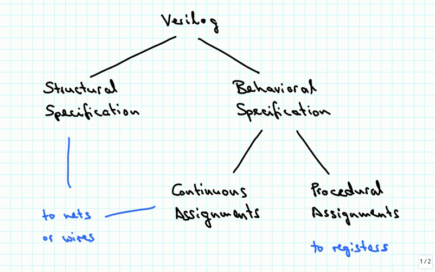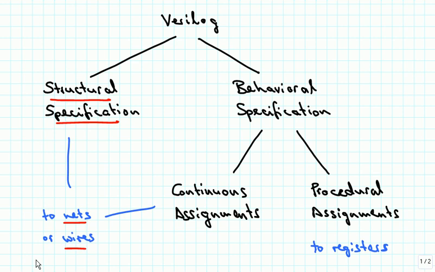And the simplest of those and the closest to drawing schematics is a structural specification, where we actually specify in terms of AND or NOT gates and so forth what our logic circuit is supposed to look like. And those circuits are going to be interconnected using nets or wires. So there are going to be continuous connections between the individual components in that specification.